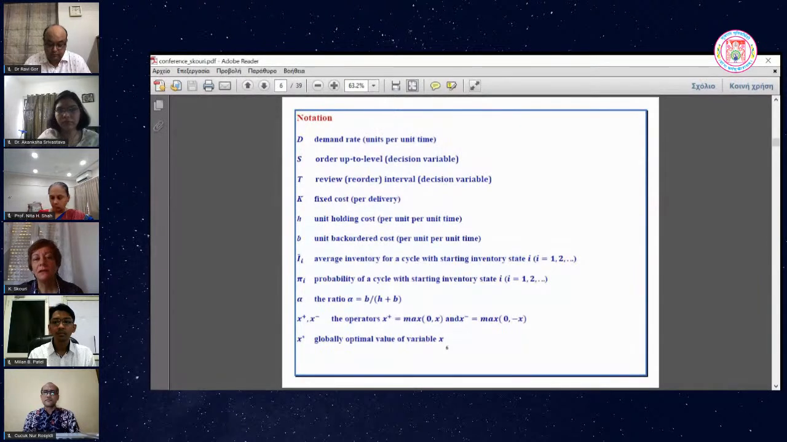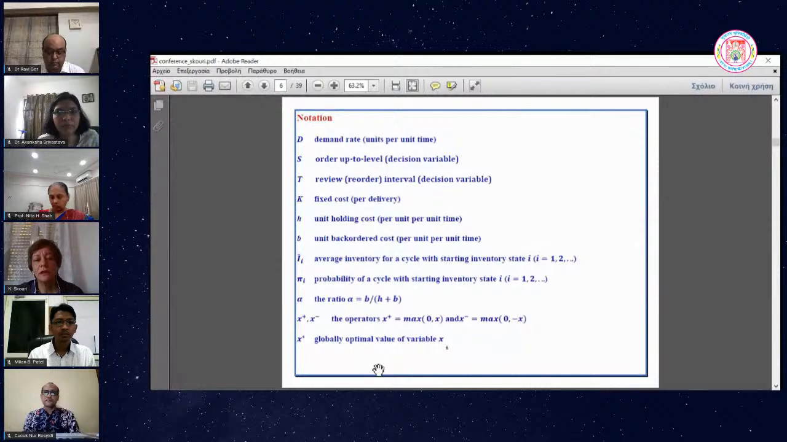D is the demand rate. S is the order-up-to level, the decision variable. T is the review reorder interval, also a decision variable. K is a fixed cost per delivery. H is the unit holding cost. B is the unit backorder cost.